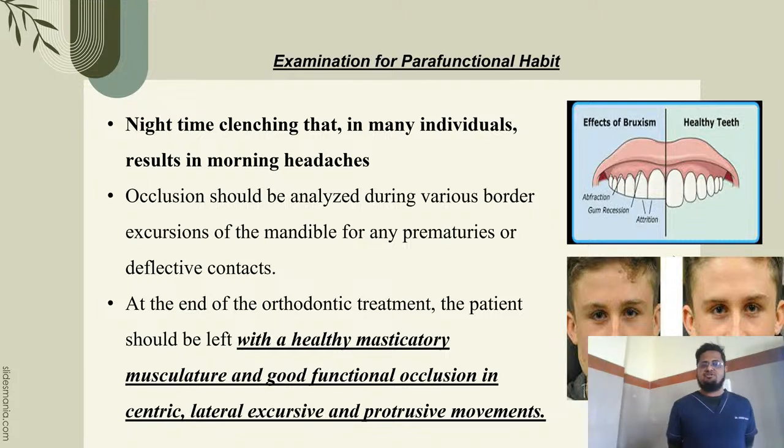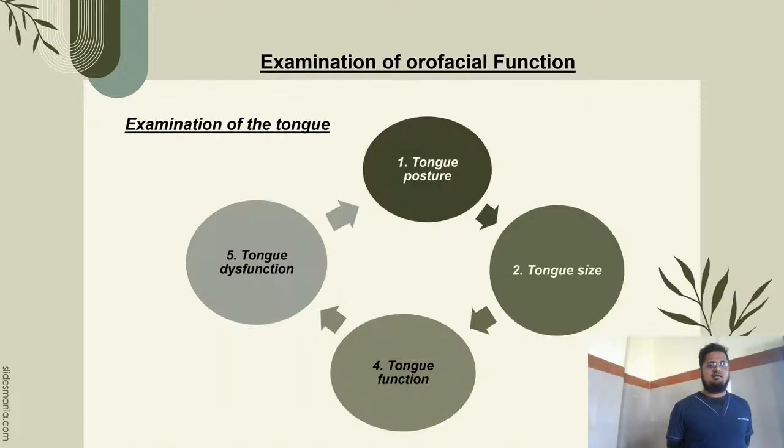Also, during a functional examination, we should look for parafunctional habits, because nighttime clenching caused by stress or any other reason results in morning headaches in many individuals. That is a very important symptom. Occlusion should be analyzed during various border movements, lateral, protrusive, and excursive movements of the mandible, for any prematurities of the occlusion or deflective contacts causing stress or stretch of the muscle. At the end of orthodontic treatment, the patient should be left with a healthy masticatory musculature and good functional occlusion in centric, lateral, excursive, and protrusive movement. That is why we should check before doing the orthodontic treatment.